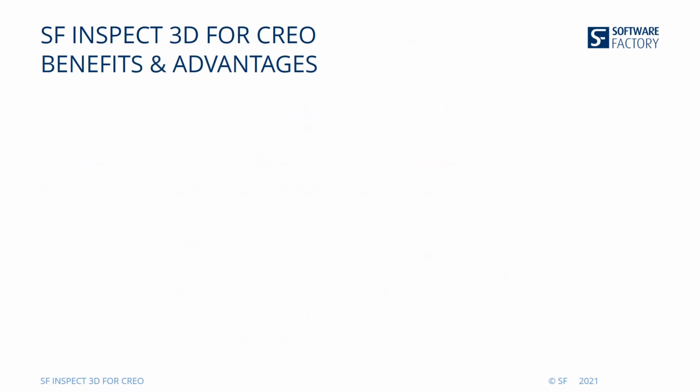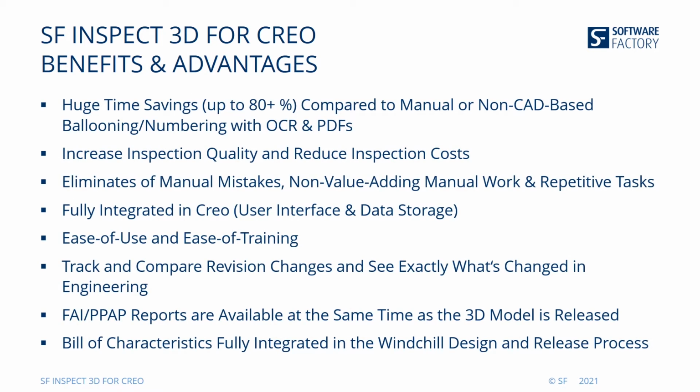The most important benefit of SF-Inspect3D obviously is the large amount of time you can save compared to manual ballooning. SF-Inspect3D allows for up to 80% in time savings, which furthermore come with an elimination of manual work and therefore with the elimination of numbering mistakes. Thanks to its simple integrated user interface, it is easy to use and can be easily learned.